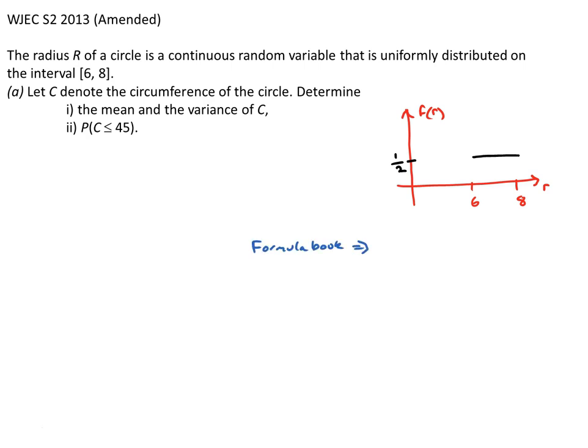If we use the formula booklet, we know that the expected value of R is going to be 7. We could have got that using symmetry as well. The formula booklet will certainly tell us that the variance of R is 1/12 of 8 minus 6 squared. So that is 1/3.